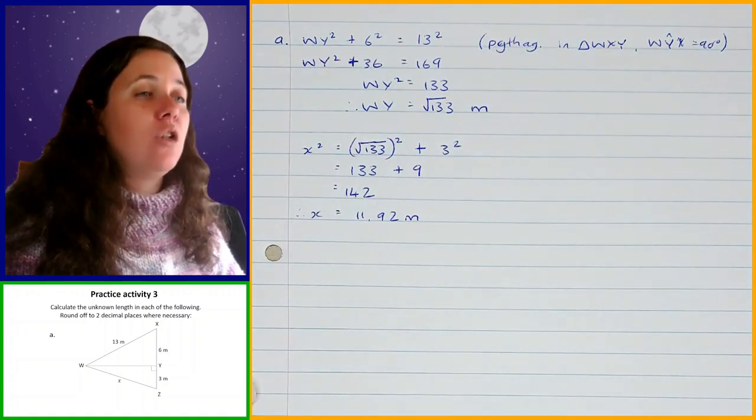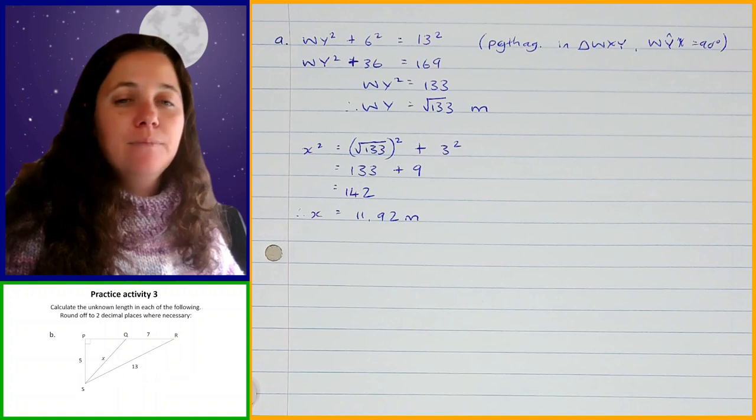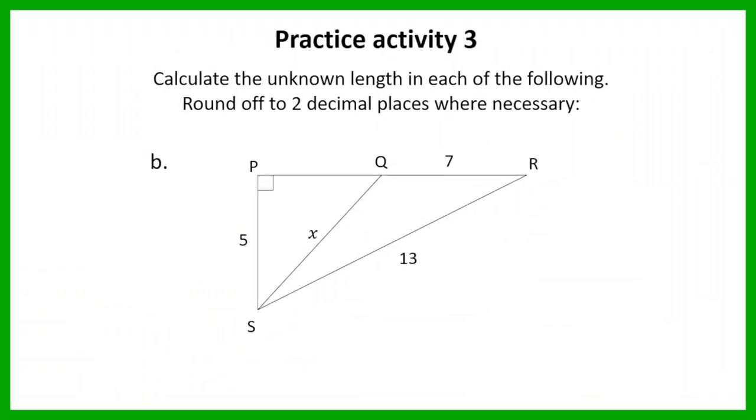Now question B, the last one for today. We have got triangle PQS and triangle QRS, which are two triangles making up the big triangle PRS. Okay, and you need to work out the length of x over here. So I'm going to give you 2 minutes to work this one out.